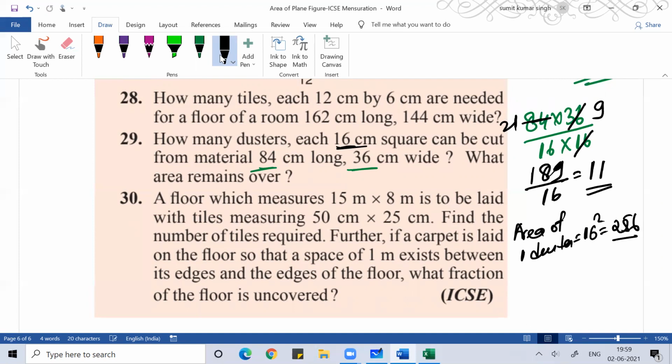Square 256, we're making 11 dusters. Total area of duster 256 into 11. So how will you multiply any number by 11? 2, 8, 7 आता है 8, 11, 2816, I think you did. The total area was how much? 84 into 36 minus. Yes, sir. So 84 into 36 minus 2816.